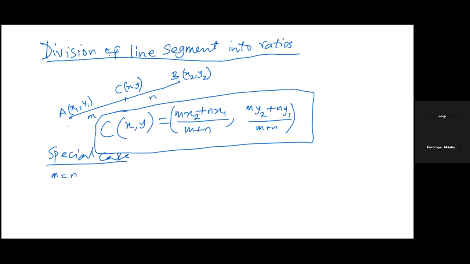So in that context, the coordinate of C will now be (M X2 plus M X1) over (M plus M), comma, (M Y2 plus M Y1) over (M plus N).